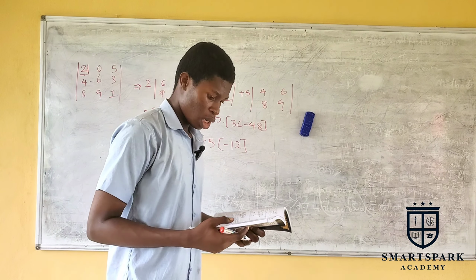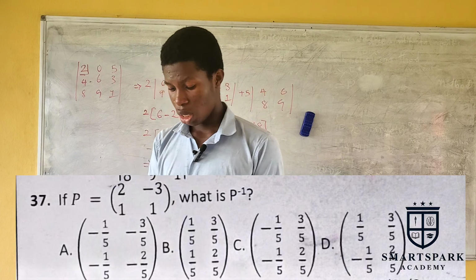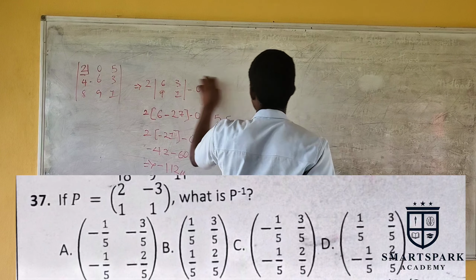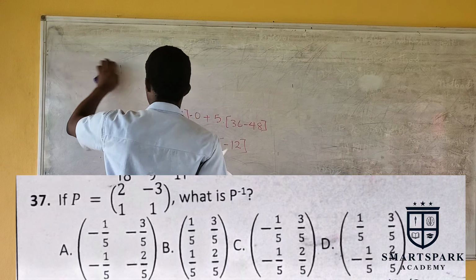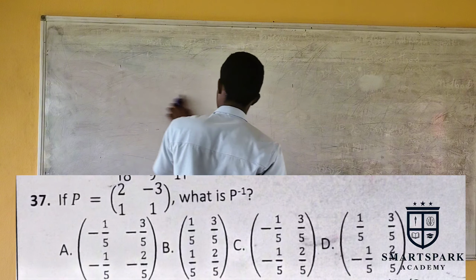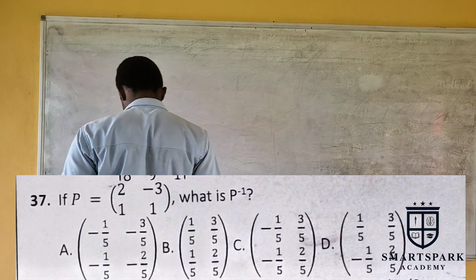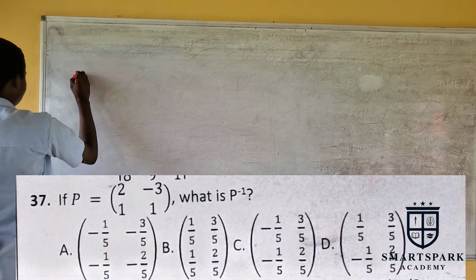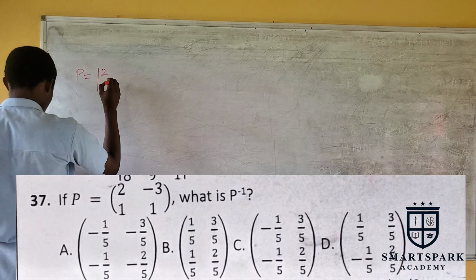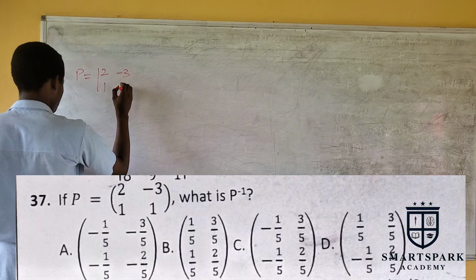So now we are going to be looking at question 37, whereby we are asked to find the inverse of a 2x2 matrix. So this is the matrix. P is equal to 2, 1, minus 3, and 1.